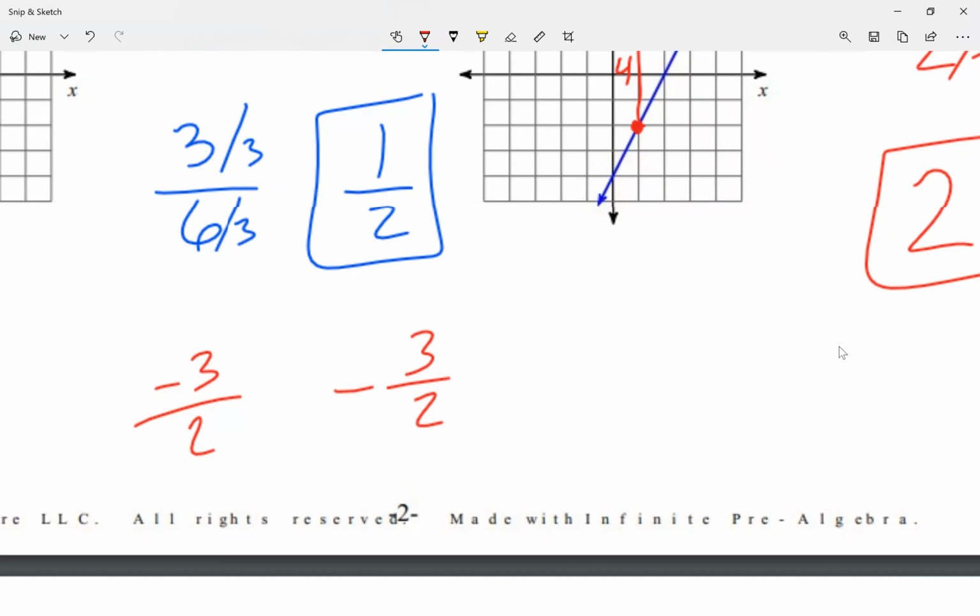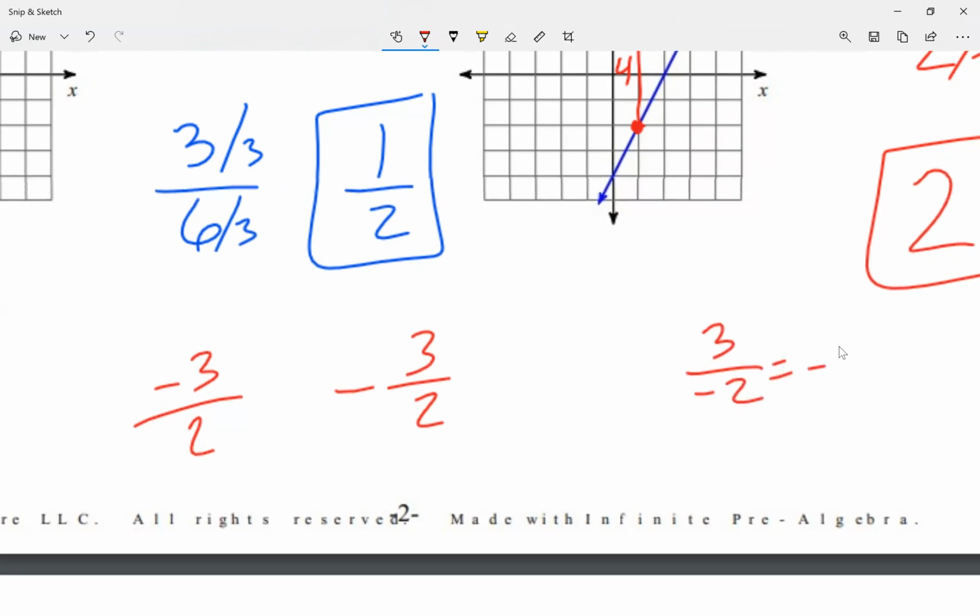You guys might be like, well, what if the negative was at the bottom? Let's say I had a positive 3 over a negative 2. If there is a negative sign, bring it to the front. So my answer would be negative 3 over 2. So again, if there is a negative sign, whether it's on the top or the bottom, bring it to the front of the fraction. Now, if there's two negatives, negative on top and negative at the bottom, two negatives become a positive. So my answer will end up being positive.